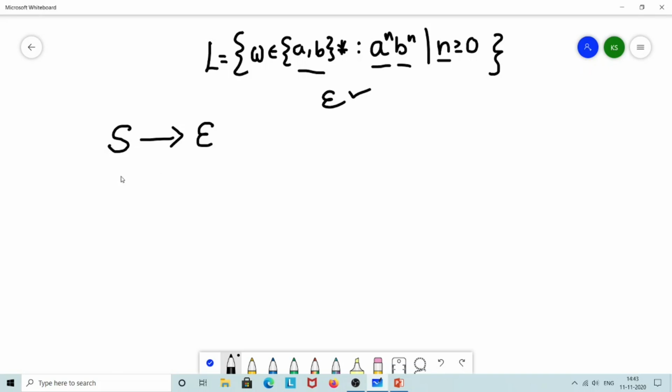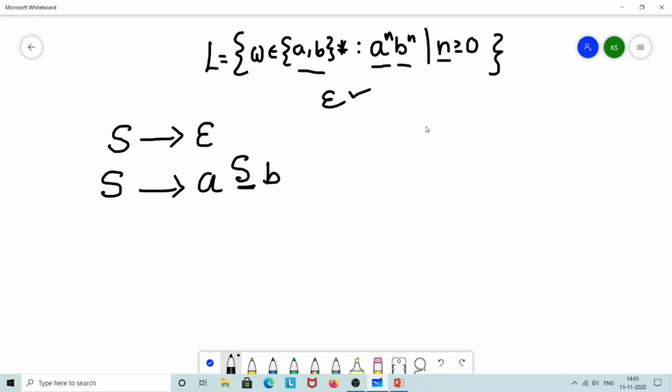Then for other occurrences of a and b, I should write a S b. So this S can be further replicated multiple times as per the value of n, right? So if I want 4 a's followed by 4 b's, then this S has to be derived to aSb 4 times, and finally the S has to be evaluated to epsilon. So this is the rule. Using this rule, I'll be able to generate any valid string for the given language.